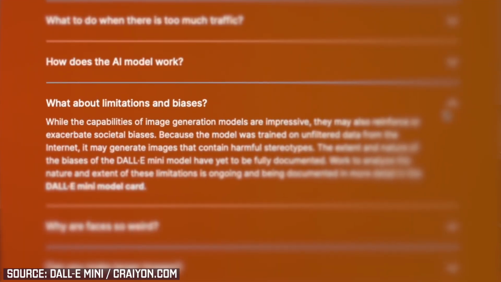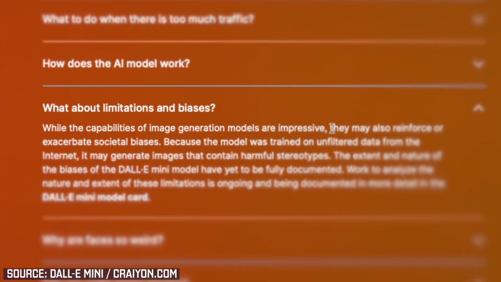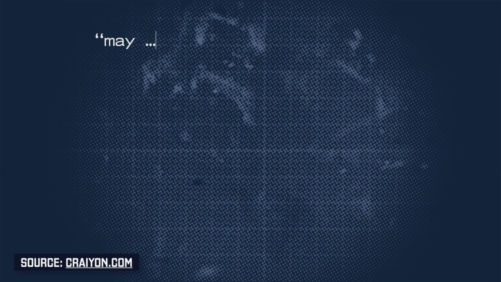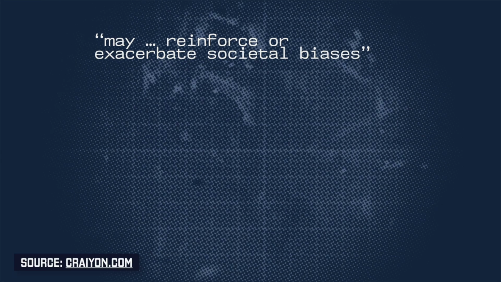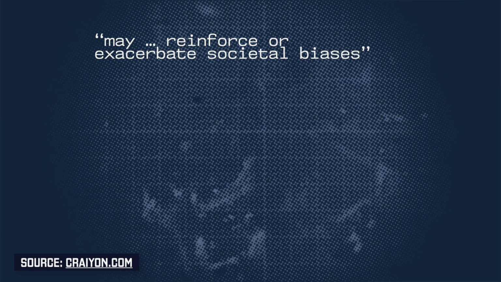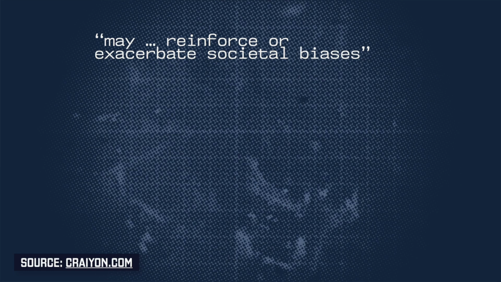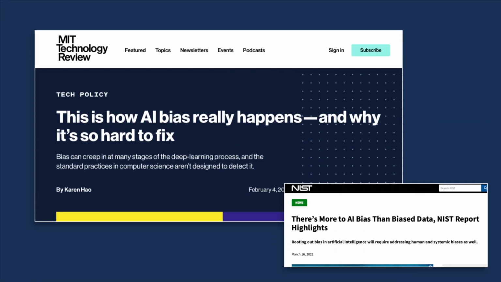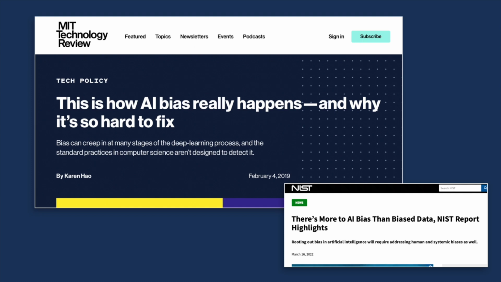The creators of DALL-E Mini warn of some of its biases and limitations. For example, images may reinforce or exacerbate societal biases, owing to the fact that DALL-E Mini was trained on unfiltered data from the internet. The issue of biases in AI isn't new. It has long been known that biases can creep into AI design undetected, only to later surface once the technology has been made available for wider use.